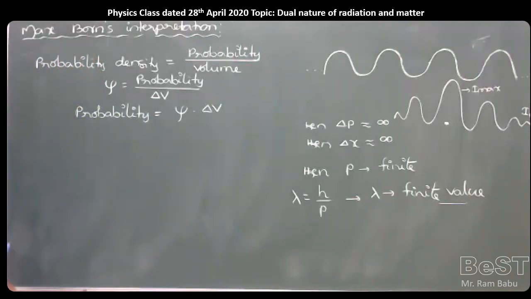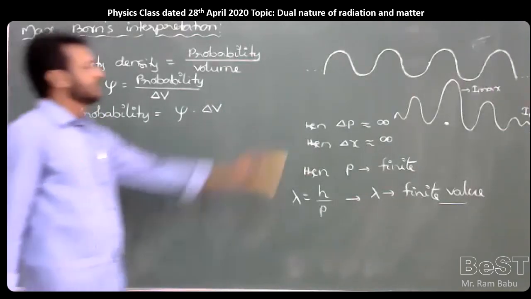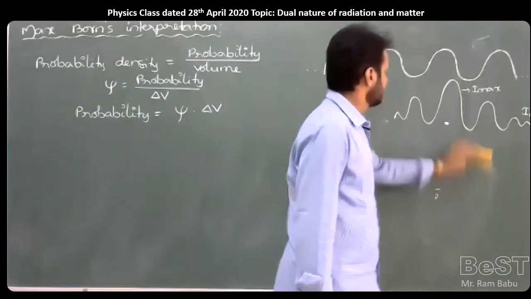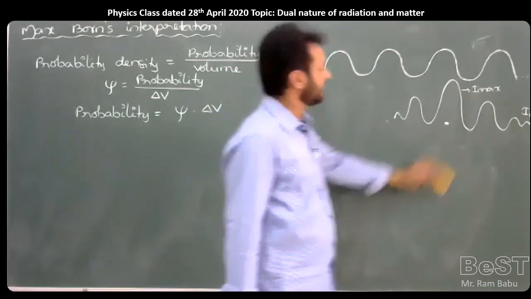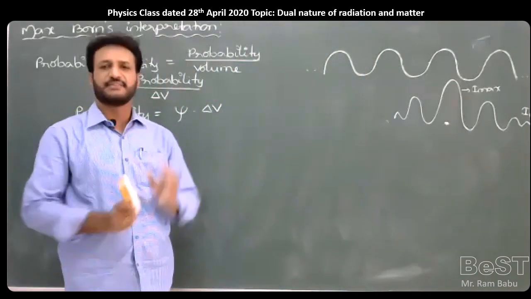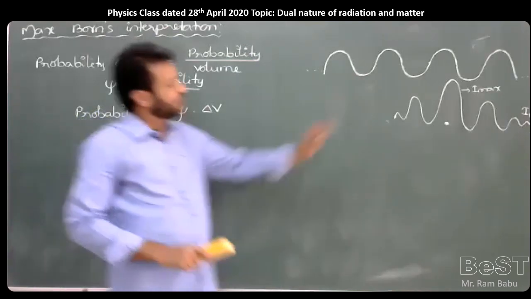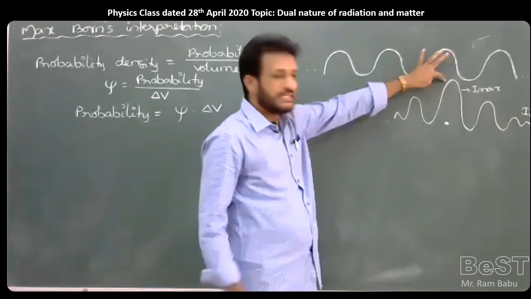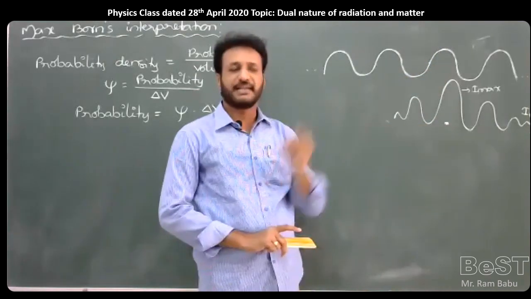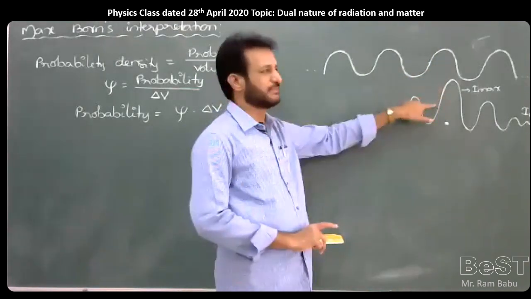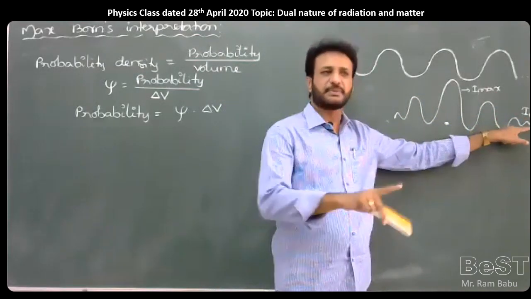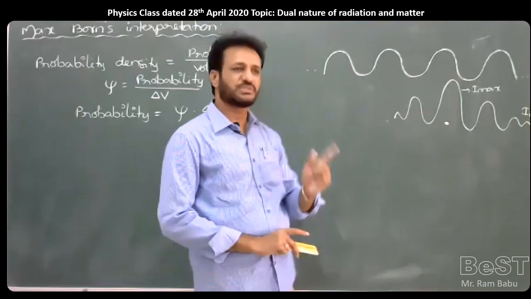So what Max Born is saying is, where the intensity of the wave is maximum, when a particle is moving like this and all the waves are associated, there is a wave packet or wave function where the intensity of the wave is a maximum. At that point the probability of finding the particle is also maximum, and where the intensity of the wave is a minimum, there the probability of finding the particle is also minimum.